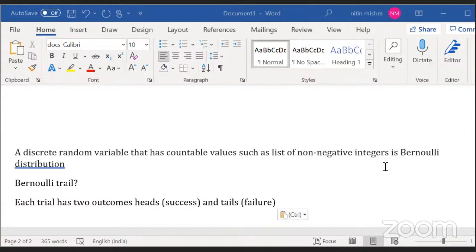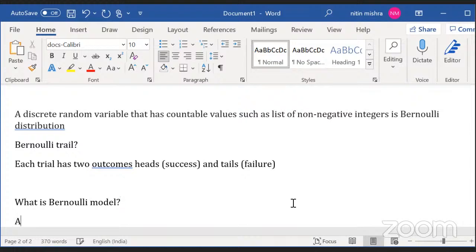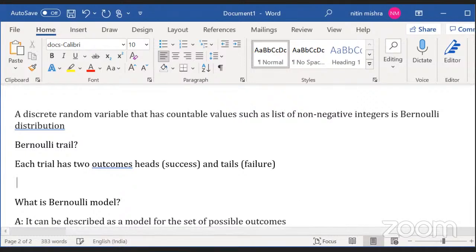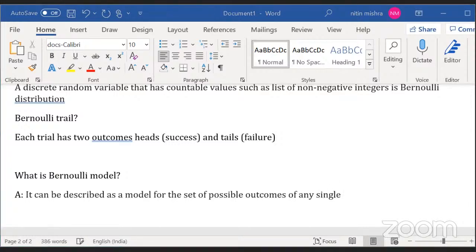And similarly, of late I've had people asking, continuing with reference to this, what is a Bernoulli model? A Bernoulli model can be described as a model for a set of possible outcomes of any single experiment. For want of a better word, we'll use experiment.